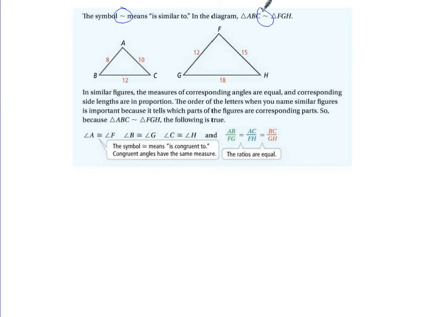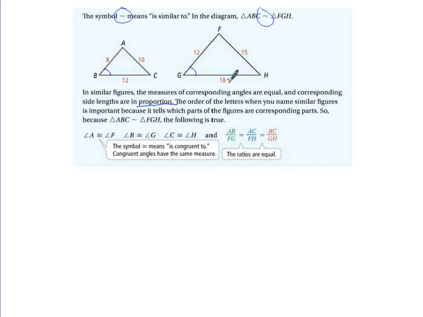So, in similar figures, the measures of the corresponding angles are equal, and corresponding side lengths are in proportion. That word proportion tells me that I can set up a proportion to solve for any missing side length. If I use geometry, this first part says the measures of all the corresponding angles are equal. So angle B is going to be the same measure as angle G. And that's how we would note that in geometry.